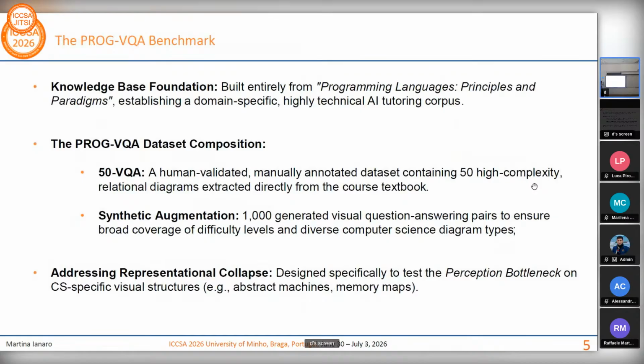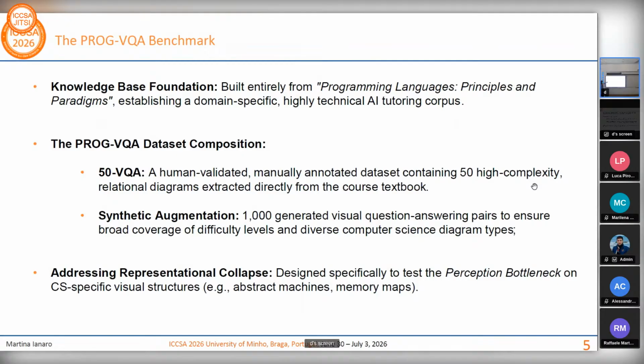Our idea is to have a tutor that is based on our course textbook, Programming Languages, Principles and Paradigms. And so we started from zero data. It means that from this textbook of the University of Bologna course for programming languages, we took both text and images, and I built these benchmarks. I generated them through GPT-4o, so it's a synthetic benchmark.